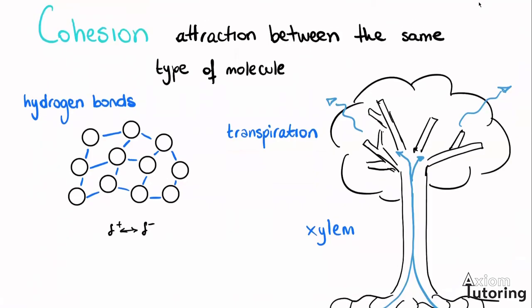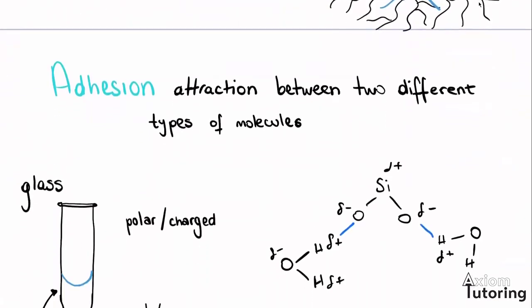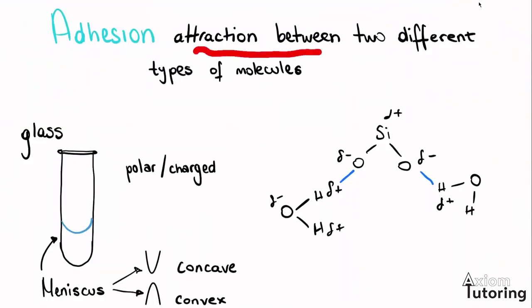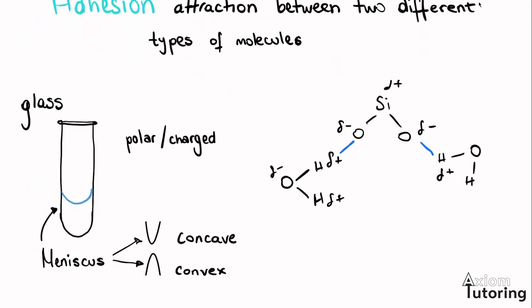Cohesion is different from adhesion, and adhesion is the attraction between two different types of molecules. So water is able to stick to other molecules as well, not just simply water. But they have to be polar or charged in order for water to have affinity with them. So for example, glass. If you pour water in a glass test tube, you'll see a meniscus forming, which is a curvature of the water line.